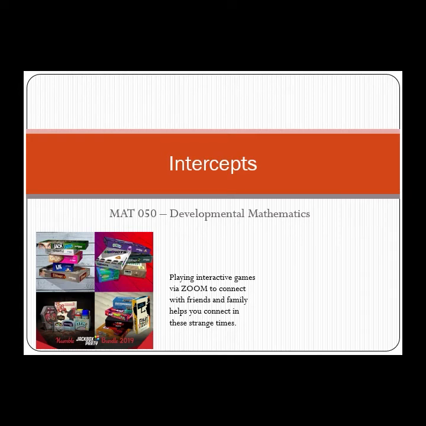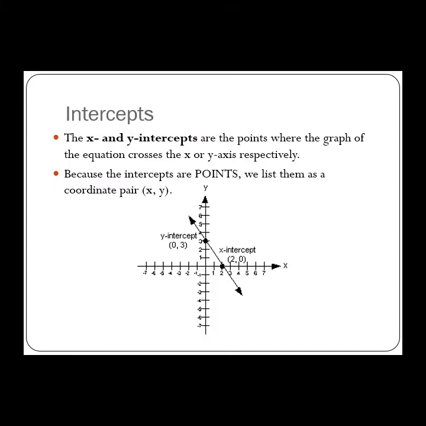This goes with homework 19, which is on intercepts. An intercept is the place where the graph crosses the x or y axis. So the x-intercept is where you cross the x-axis, right there, and the y-intercept is where you cross the y-axis.